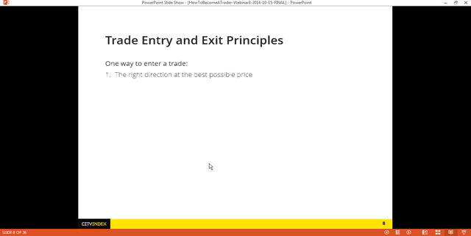Okay. As I mentioned on the first webinar, very quickly, my trade entry and exit principles. One way to enter a trade is in the right direction at the best possible price. That is in the direction of the trend, the momentum of the market, at the best possible price. I want to be basically trading long off of dips and short off of rallies. Okay, that's one of my principles.